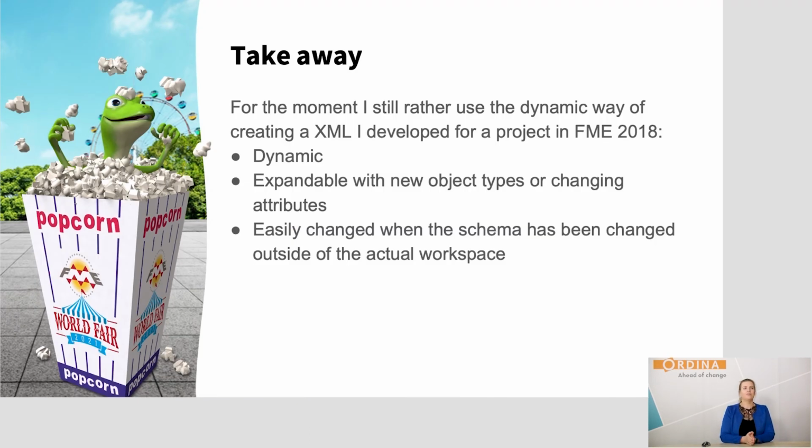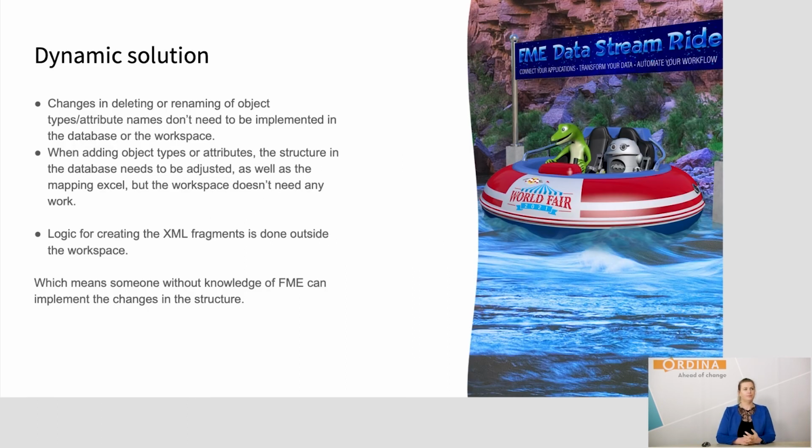But my takeaway, for the moment, is that I'd still rather use my dynamic way of creating an XML that I used for this particular project, because it's dynamic. It's expandable with new object types or with changing attributes. And it's easily changed when the schema has been changed outside of the actual workspace, which means someone without knowledge of FME can actually implement the changes that are made within the schema for IAMS4. So it's a dynamic solution.